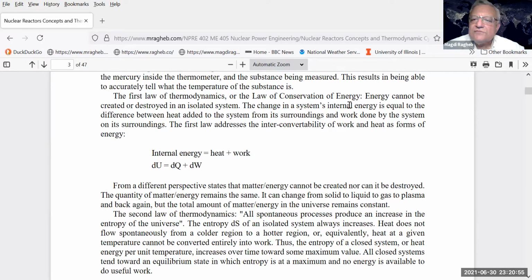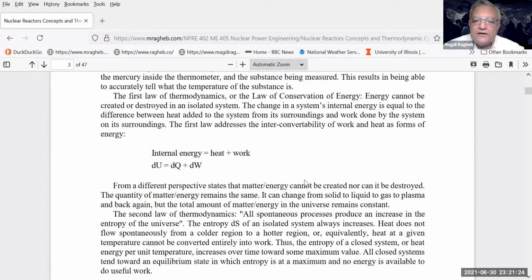The change in a system's internal energy is equal to the difference between the heat added to the system from its surroundings and the work done by the system on its surroundings. So that first law addresses the interconvertibility of work and heat as forms of energy. So we can define the internal energy dU as equal to the heat dQ plus dW, the incremental work done.